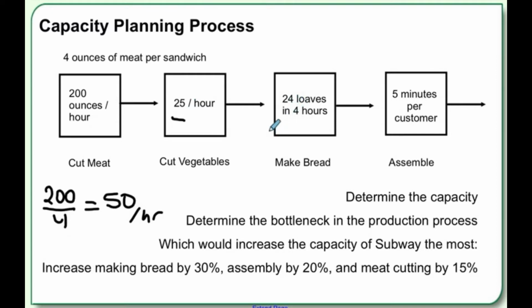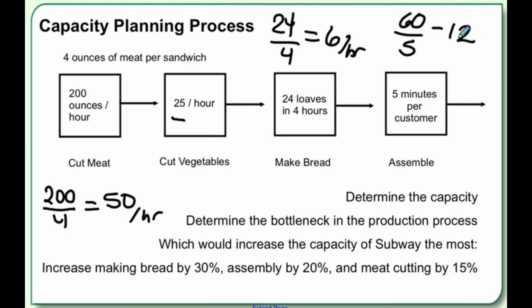When it comes to making bread, we can make 24 loaves in 4 hours, which means that in 1 hour, we can make 6 loaves. And let's assume that 1 loaf of bread is 1 sandwich. Okay, so we have 6 sandwiches in an hour. Now we have the assembly. And let's assume that it's 5 minutes of assembly per customer. So if there are 60 minutes in an hour, and we divide that by 5 minutes per customer, then we can service 12 customers in an hour.